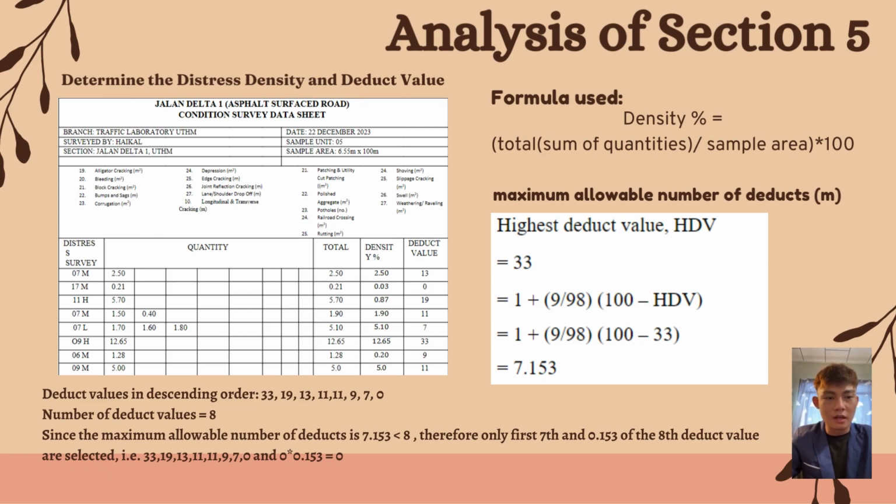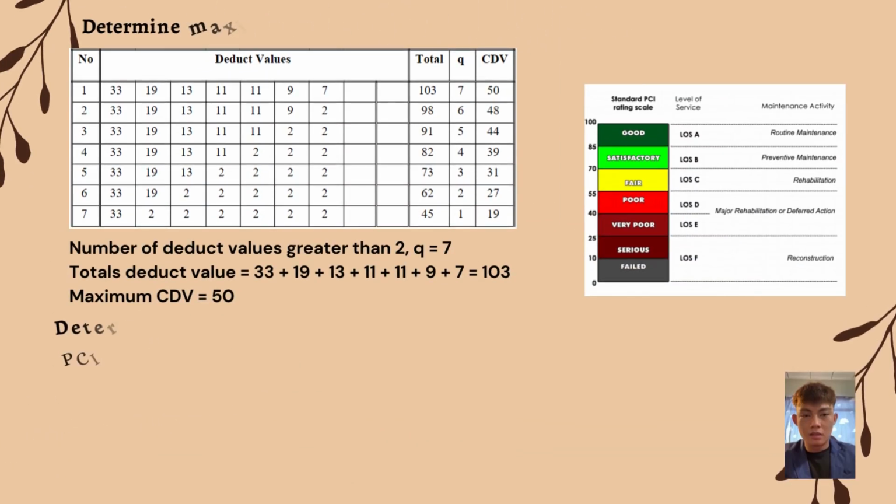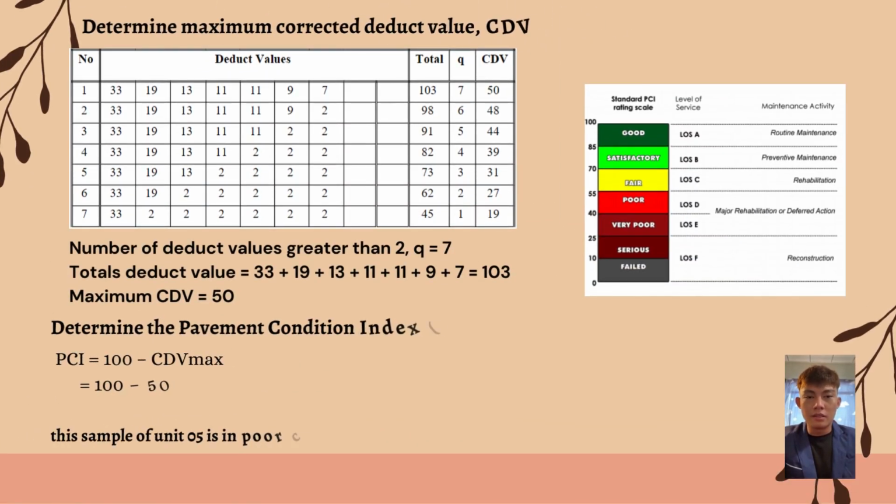Since the maximum allowable number of the deduct values is smaller than x, therefore only the first 7 and 0.153 of the x deduct value are selected. Same as the process for sections 1 and 3, we determine the maximum collected deduct value, CDV.